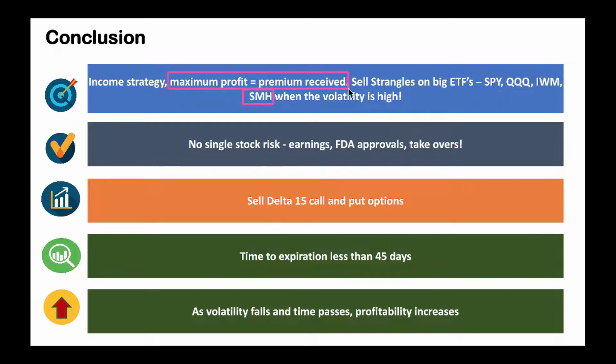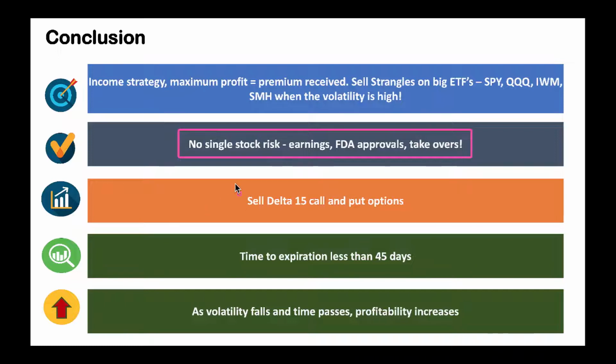And do it when volatility is very high, when the stock market is going haywire, there is all uncertainty, Russia, Ukraine, high interest rate, inflation, all news is battered and the market does not know. That's when you sell these Strangles on these big ETFs and make some money. And there is no single stock risk, there is no earning risk, there is no FDA approvals, no takeovers, there is no acquisition. So that way you're safe with these big ETFs.